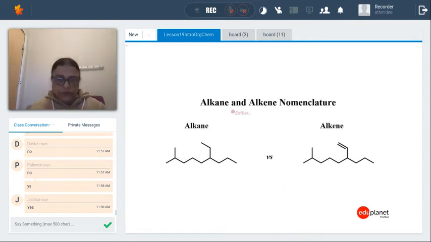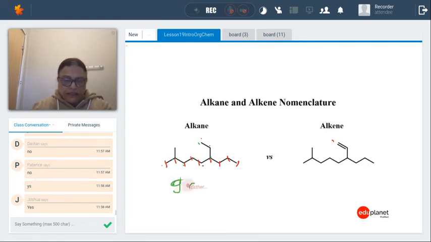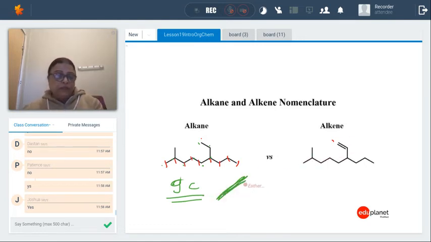All right. So when we look at these two molecules, they look exactly the same except for one difference. One has a double bond here and the other one doesn't. One is an alkane and the other one is an alkene. So do we name them the same? Let's look. What is the longest chain here? 1, 2, 3, 4, 5, 6, 7, 8, 9. So this is 9 carbons. Okay? So this is, in fact, nonane.